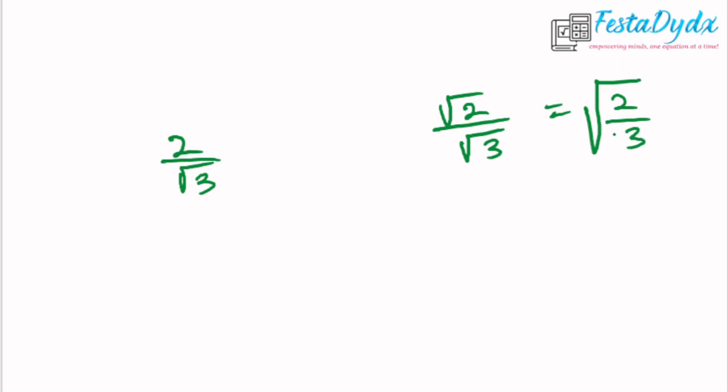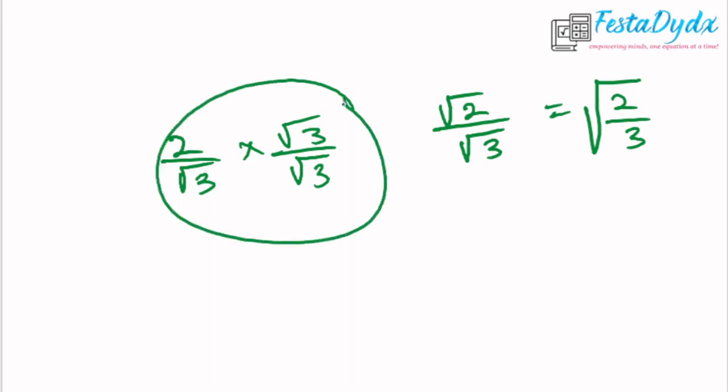So how do we do this? That is where rationalizing the denominator of a surd comes in, whereby we multiply the numerator and the denominator by the denominator that has the surd. This denominator here has root 3. So we multiply numerator and denominator by that root 3. That way we are rationalizing the denominator. So let's go to rationalization of the denominator of a surd.